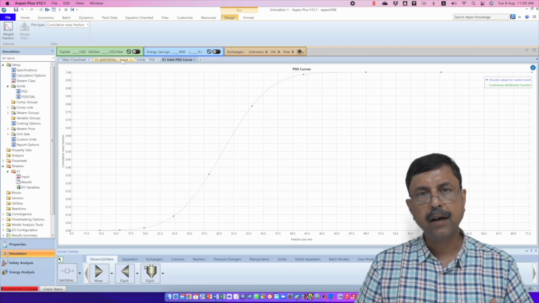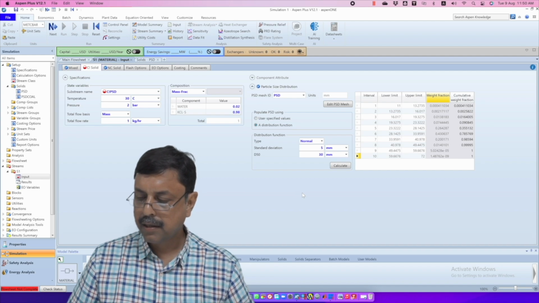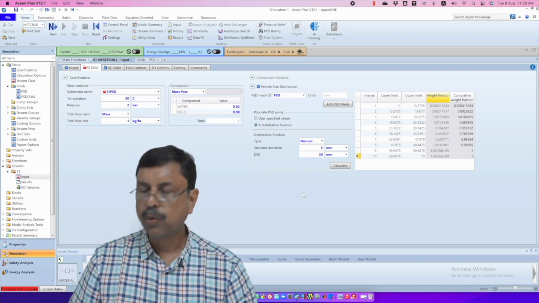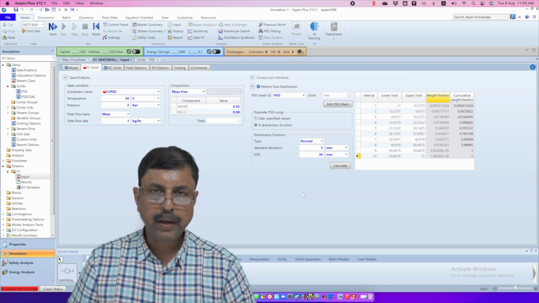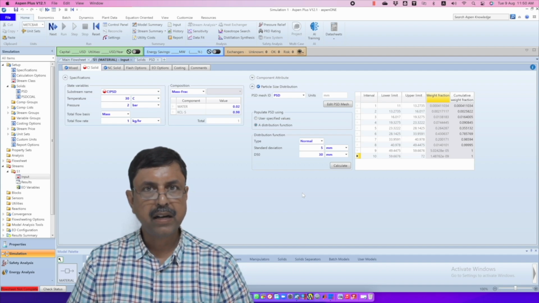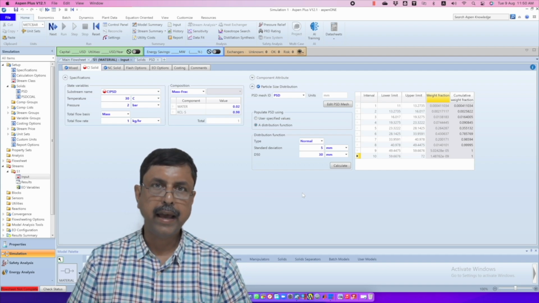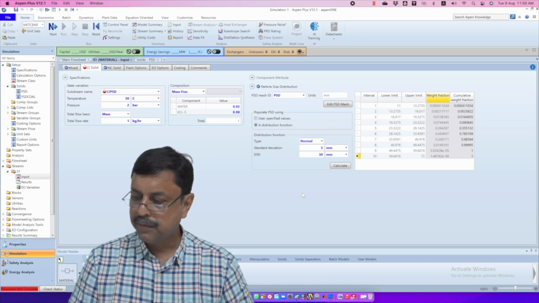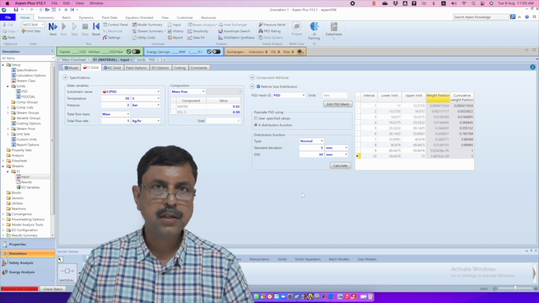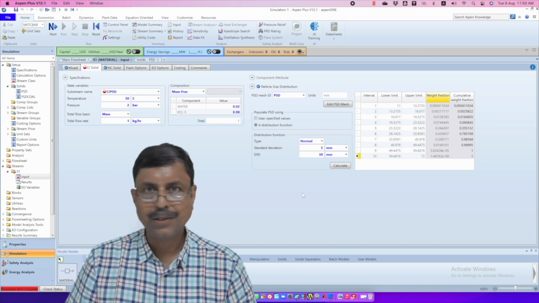So that's how you can create a particle size distribution using the function. But whether you use your own data, defined by your own specified values, or you use a distribution function, you will definitely have a cumulative weight fraction of your particle size distribution, and that can be used for your subsequent simulation calculation.